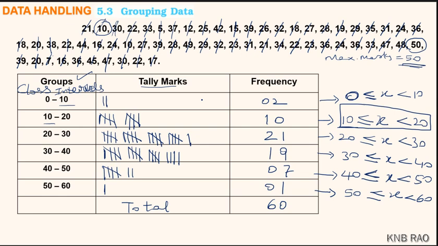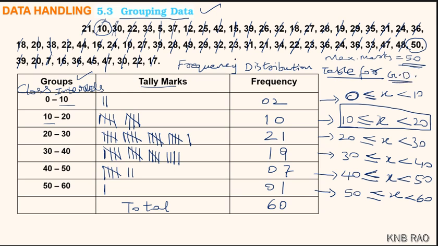So this is called a frequency distribution table for grouped data. Okay, for which data? Grouped data. So this is how we make grouping and a frequency distribution table for grouped data.